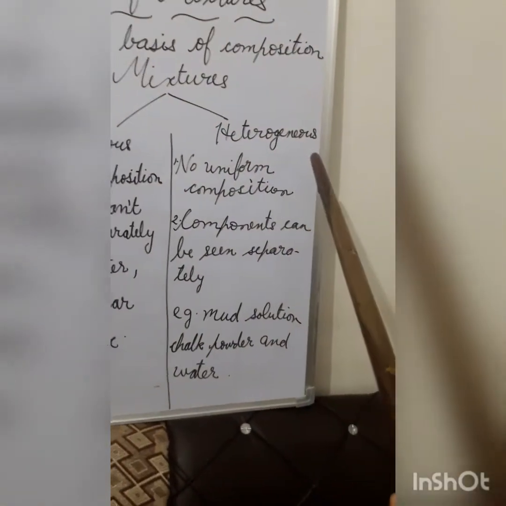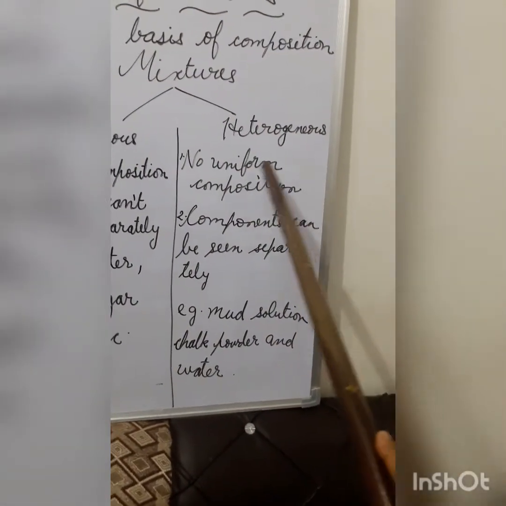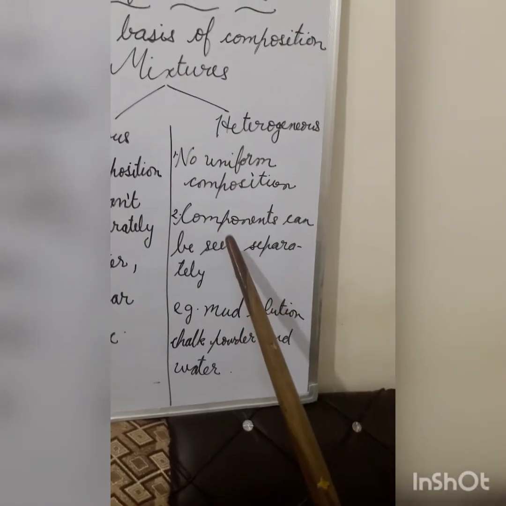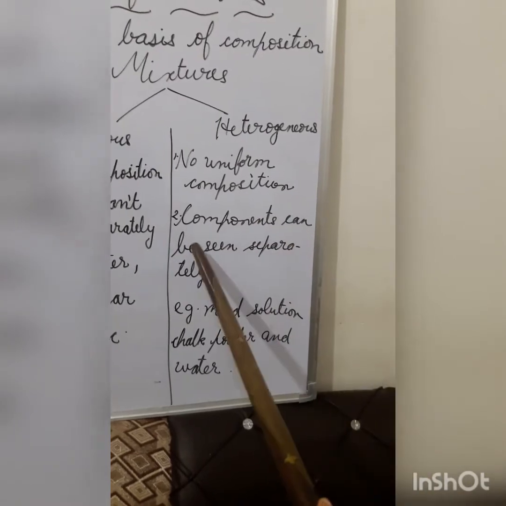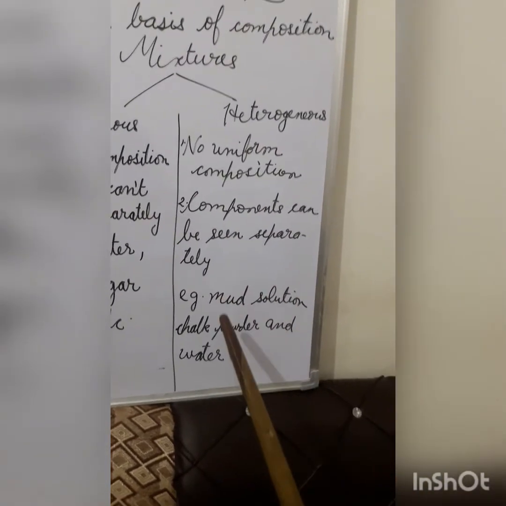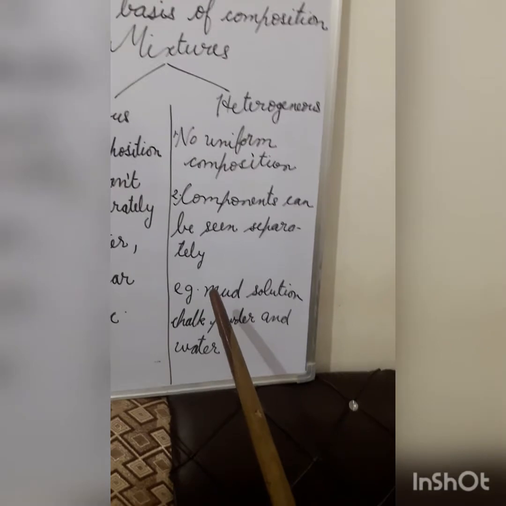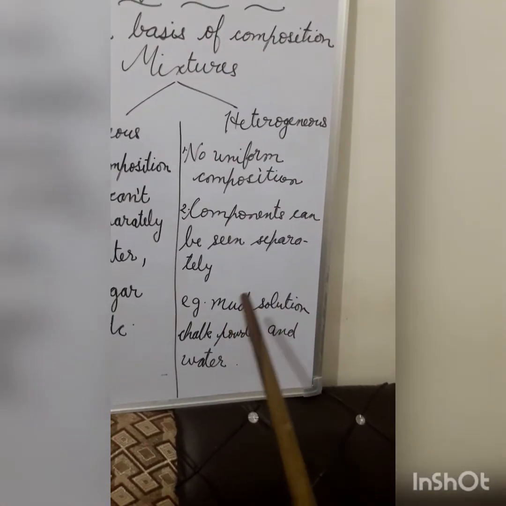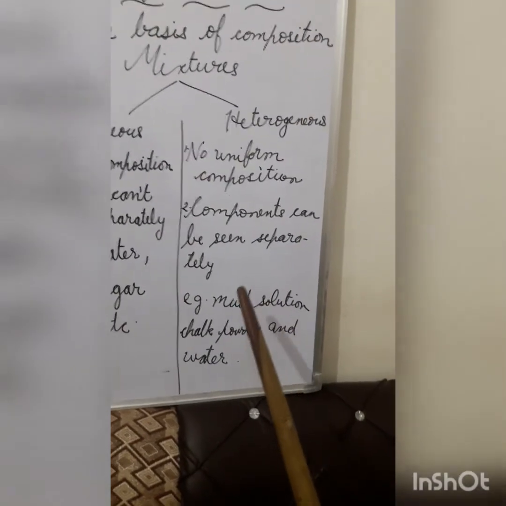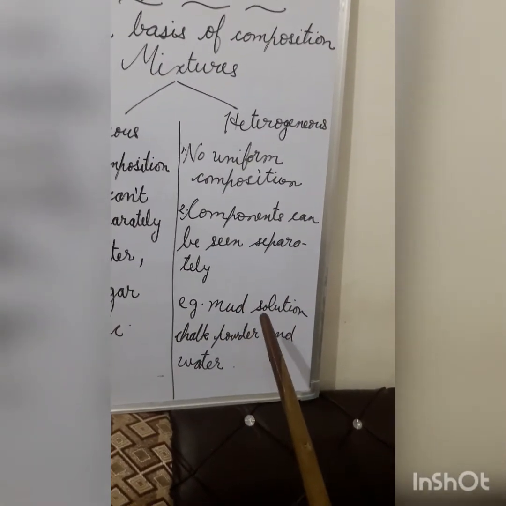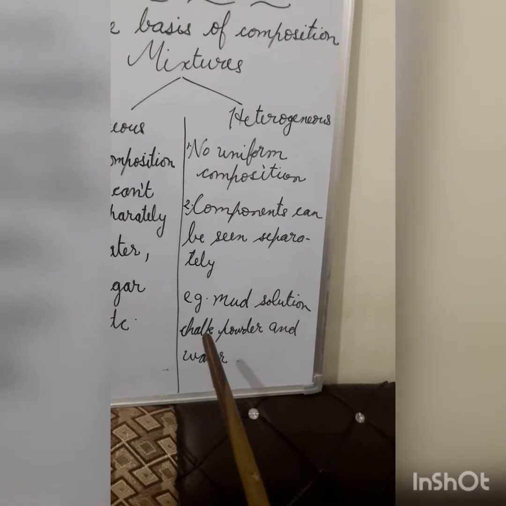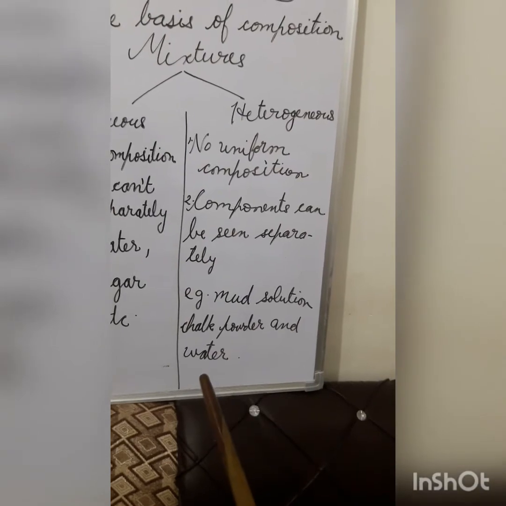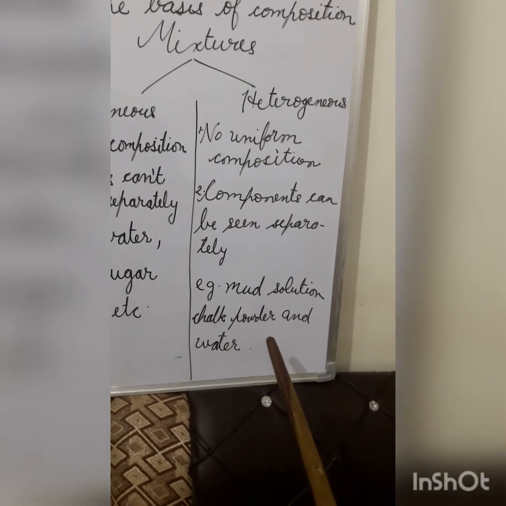Now the heterogeneous mixture. In a heterogeneous mixture, there is no uniform composition. Components are not mixed properly, and that is why they can be seen separately. A very easy example of a heterogeneous mixture is a mud solution. If you mix mud and water together, you can easily see the mud particles in the water. Similarly, if you add chalk powder and water, the chalk powder can be easily seen present in the water.